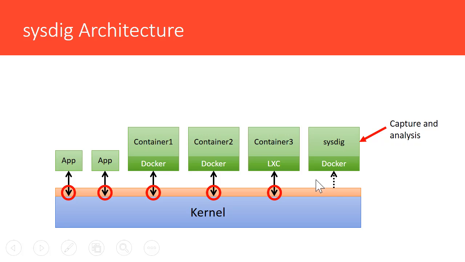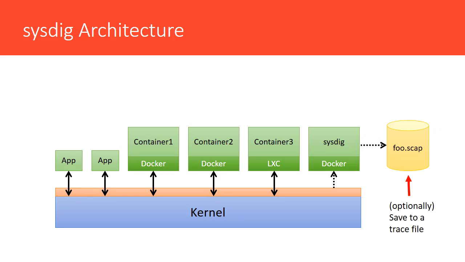This data is captured by the kernel module. It's consumed by the Sysdig container, and then it can be used for live analysis, or it can be dumped to a trace file, a bit like what you do with tcpdump and Wireshark, so that you have essentially a file that represents the activity of a machine, and you can take it off the machine, share it with somebody else, or analyze it later.